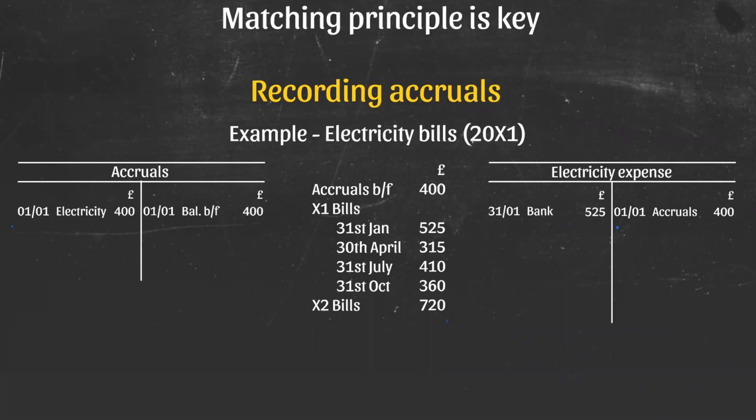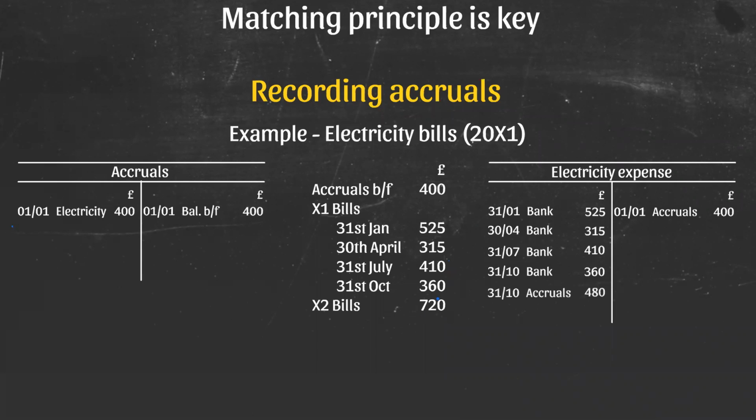Okay. We can then go ahead nice and simply and record our remaining 3 transactions. These all relate to the X1 financial year, so we can just simply debit these in the month in which they are paid in our electricity expense account. And then things get a little bit more complicated when we get down to this final X2 bill, okay? So we've already established that 2/3 of this will relate to the X1 financial year, and 1/3 of this will then relate to the X2 financial year. So how do we go about accounting for this?